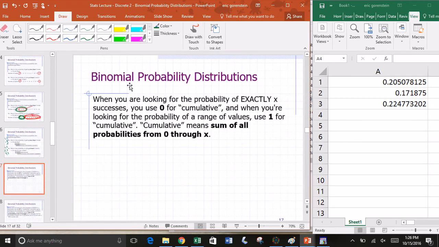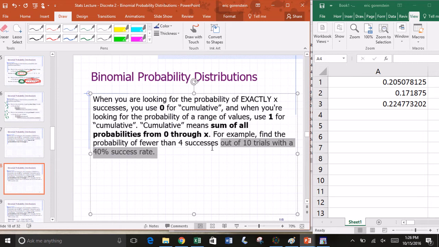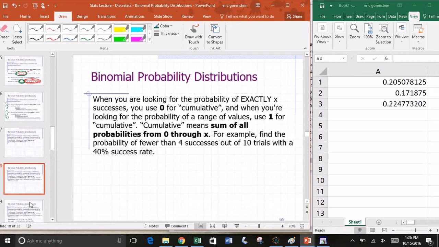Okay, and I'm just restating that here. For cumulative function, 0 means no, 1 means yes. And cumulative function gives the sum of all probabilities for x values 0 up through the x value you input. And again, for example, find the probability of fewer than 4 successes out of 10 trials with a 40% success rate. So fewer than 4 means 0, 1, 2, or 3, which is basically what we just did with the dice.